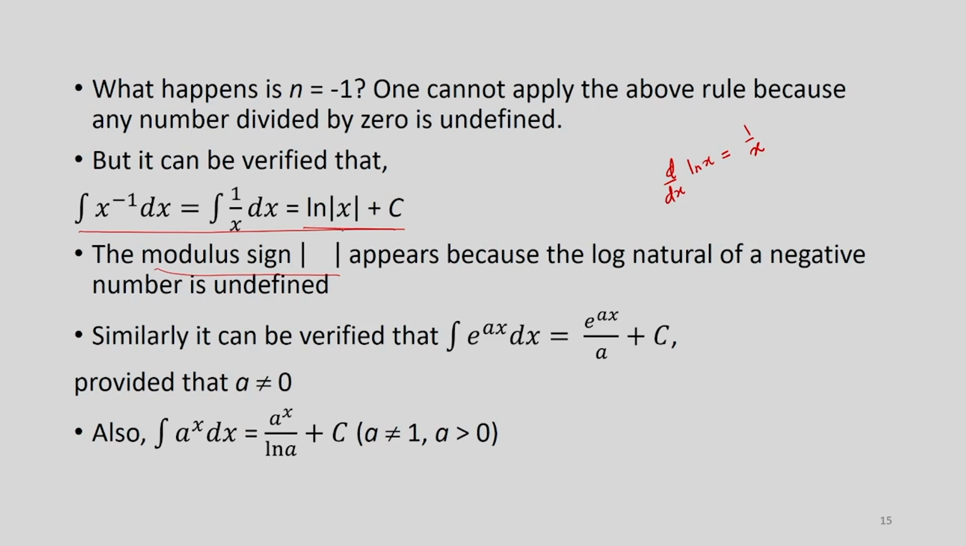Now, how is the modulus sign making an appearance here? The modulus sign is appearing because log natural of a negative number is undefined. So that is why you have to take the positive. If x happens to be negative, you cannot just say log of x, because x is negative. So you take the modulus of that number, and then you have log of modulus of x plus c.